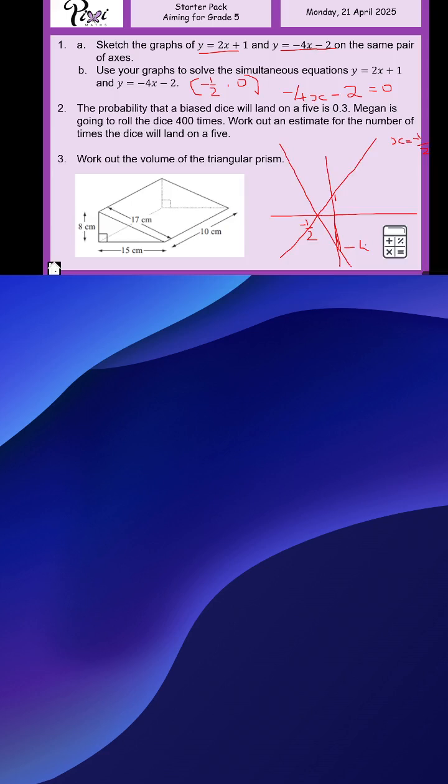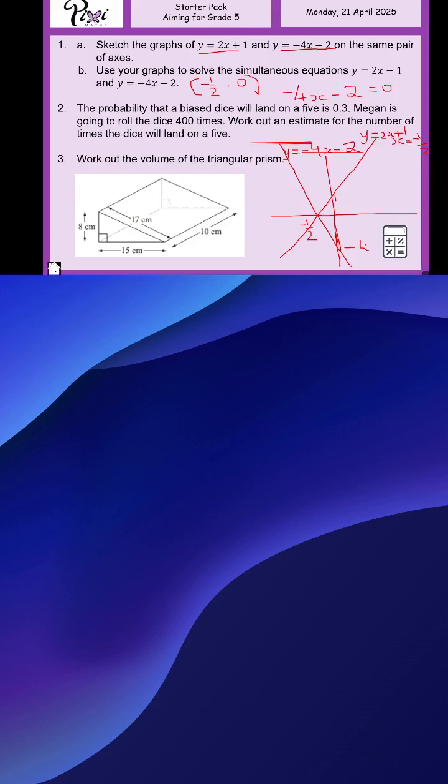That was done pretty quickly, but hopefully you're happy. So y equals 2x plus 1 has a gradient of 2, so it's going to have a positive slope, and it crosses at 0, 1, or 1 on the y-axis. And then the second equation is y equals minus 4x minus 2, or negative 4x subtract 2.